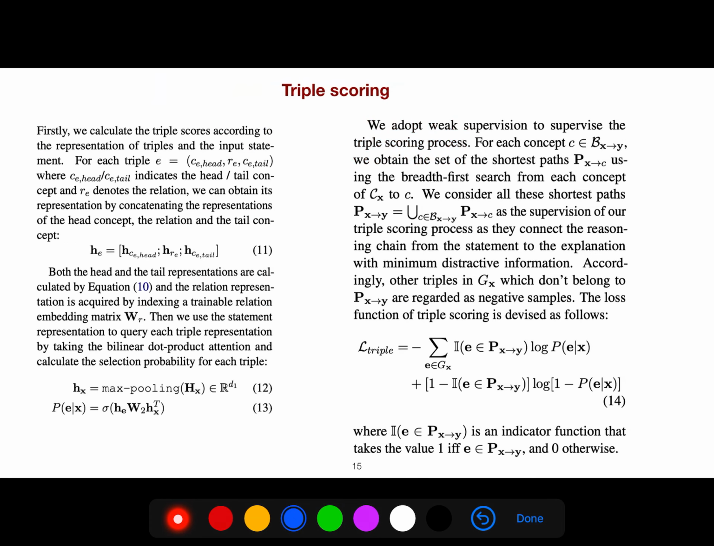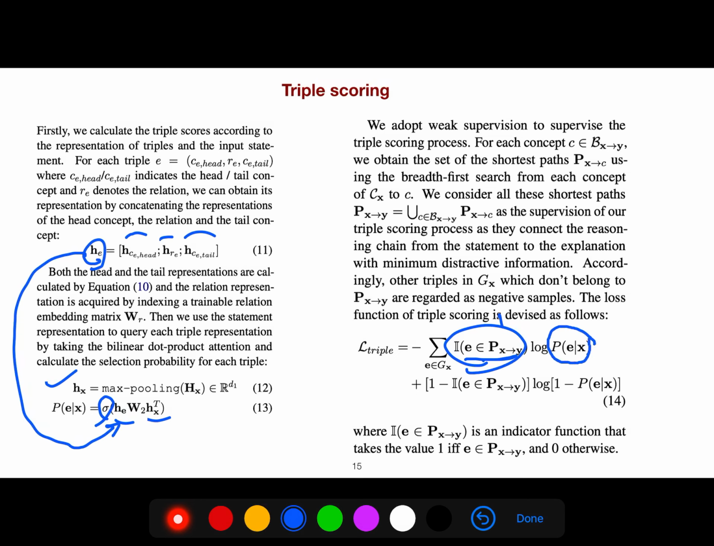So this is triple scoring. We concatenate the head, relation, and the tail. We use max pooling and a non-linear combination of your sentence and your embedding that is here. And if your edge is inside the path, it becomes 1, otherwise it becomes 0, so it automatically captures just the edges along the path, and you want to maximize this probability.